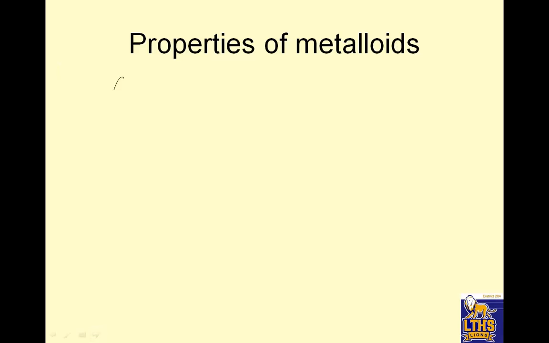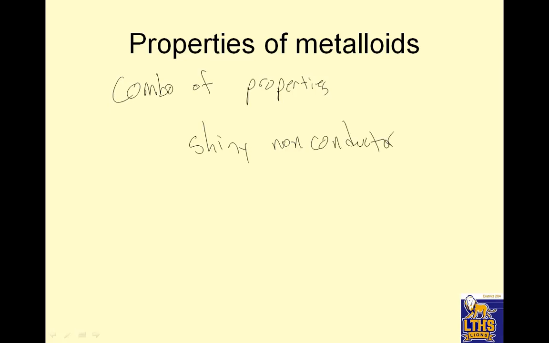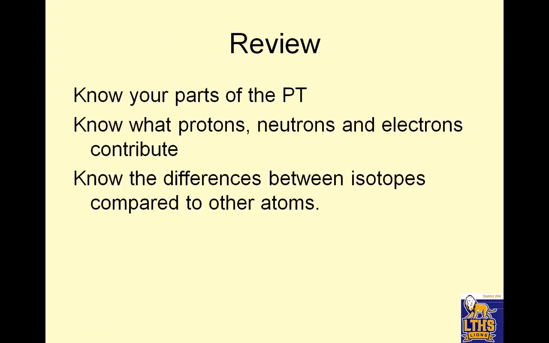Properties of metalloids: they are a combo of properties. Not bad at both, a combo of properties. So if something was a shiny non-conductor, that would indicate this is a metal property, this is a nonmetal property.